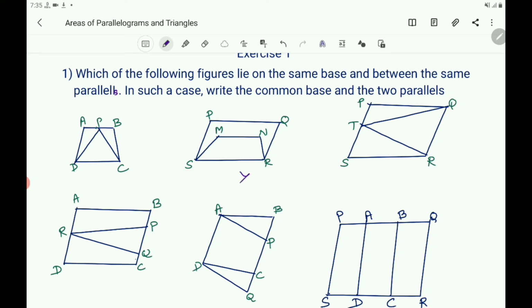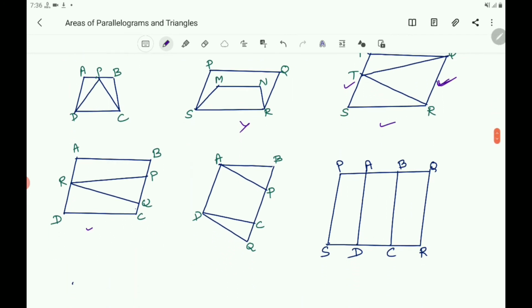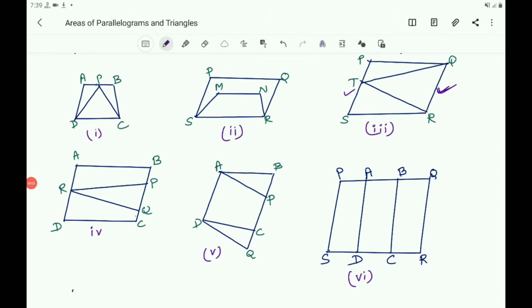Next, you take the third one. What is the third one? There is a parallelogram PQRS and triangle TQR. You know that they are on the same side QR and between the parallels PS parallel to QR. So you can say that triangle QTR and parallelogram PQRS are on the same base and between the same parallels. And in this figure, triangle PRQ and parallelogram ABCD, they are between the same parallels, but they are not on the same base. Here PQ is the base of the triangle PRQ and BC is the base of the parallelogram ABCD.